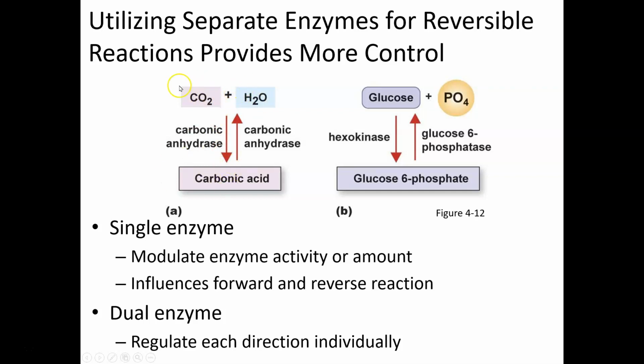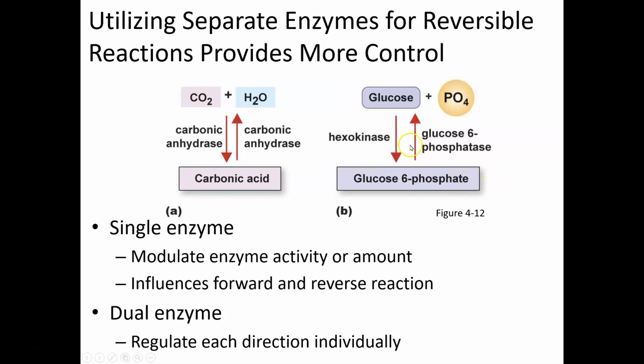Okay? And if you have a lot of CO2 and water, you make a lot of carbonic acid. That's that mass action we talked about before. If you have a lot of carbonic acid, it'll make a lot of CO2 and water. We don't have as much control over this one. Here's an example of kind of a similar thing that's done a little differently, though. If we take glucose and phosphate, that's what the PO4 is, right? We put it on the glucose, on actually the 6 carbon, it becomes glucose 6-phosphate.